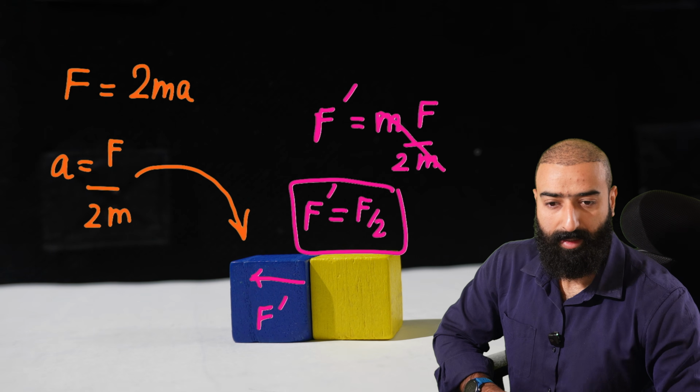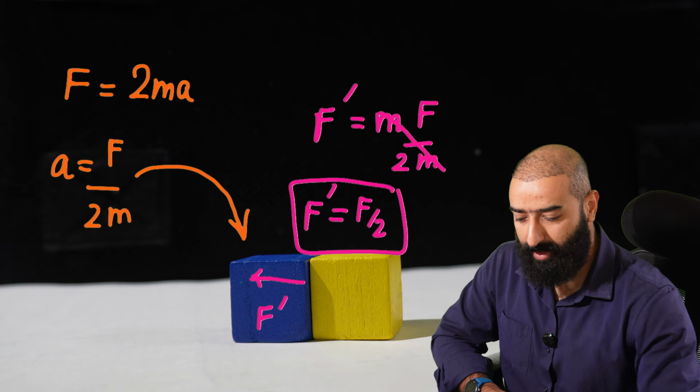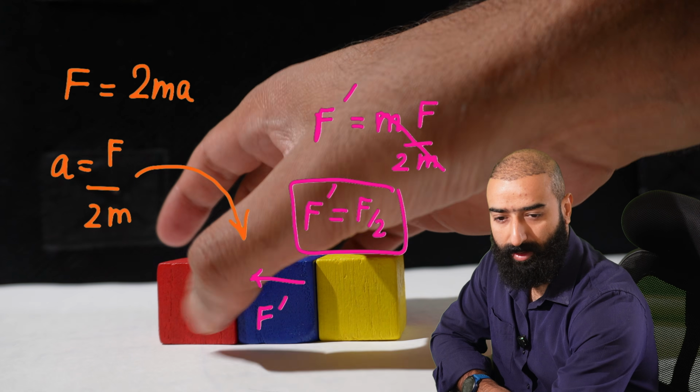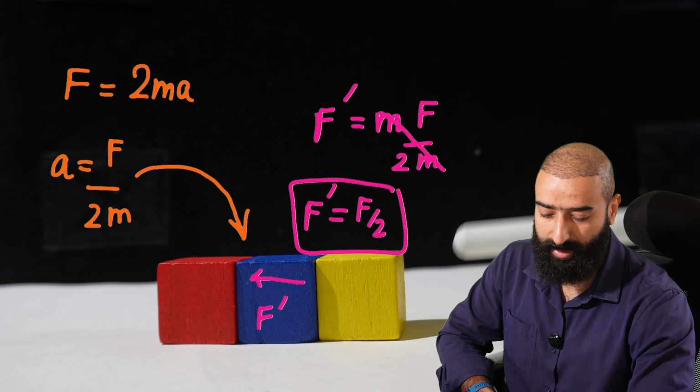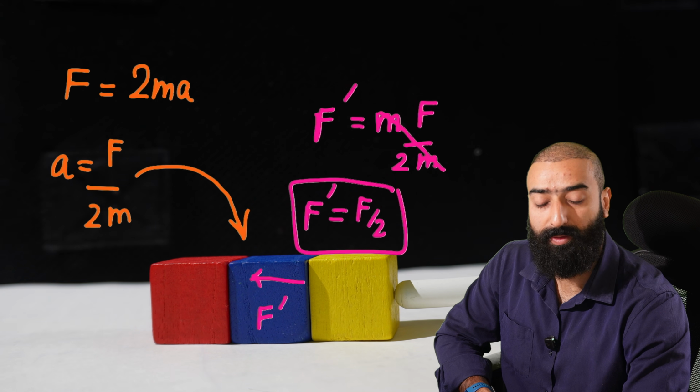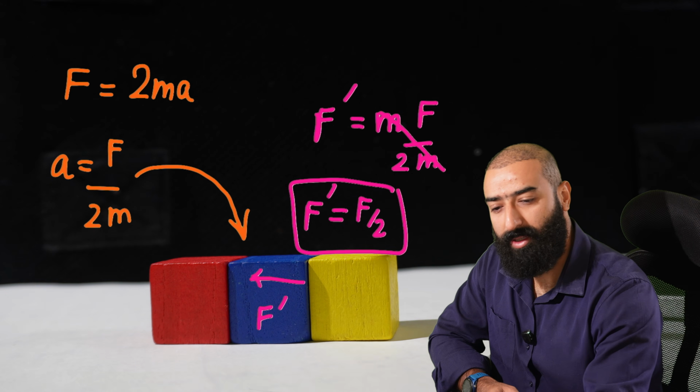Great! Let's make this problem even more interesting. Suppose I place a third block on the other end and I push this system with a force F. How much of that force would be transmitted to the red block?